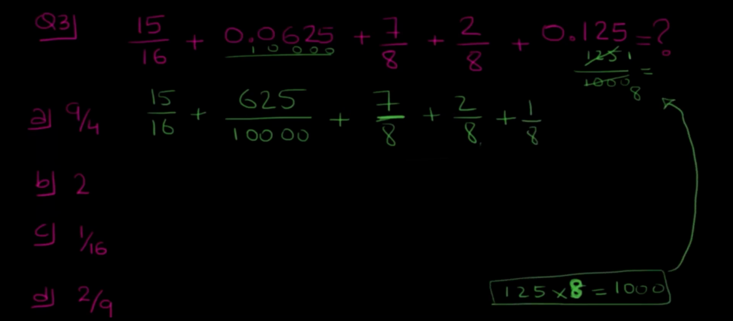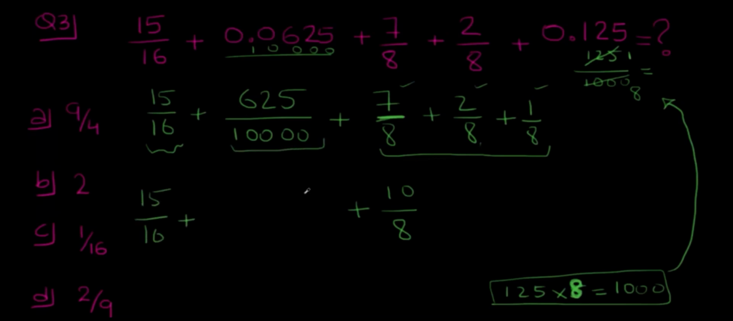Now that I've got everything in fractions, I'm going to start to add them up. 7, 2, and 1, that's 10, so 10 over 8. Luckily all the denominators are the same, so I can just add them up. How about this portion over here on the left-hand side? I can't do anything to that one, so that's 15 over 16. How about the middle part? This is the one that I'm trying to work on.